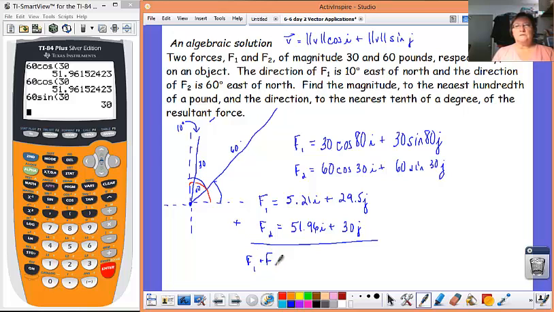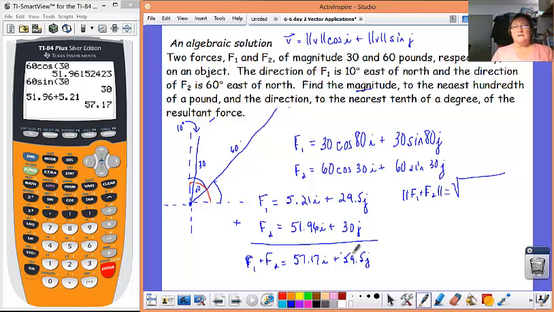F1 plus F2 is equal to, and let's do that work, 57.17I plus 59.5J. Now we have the resultant vector in algebraic terms. Our job is to find, it says, the magnitude and the direction. To find the magnitude, that's a matter of doing the Pythagorean theorem with these two numbers.